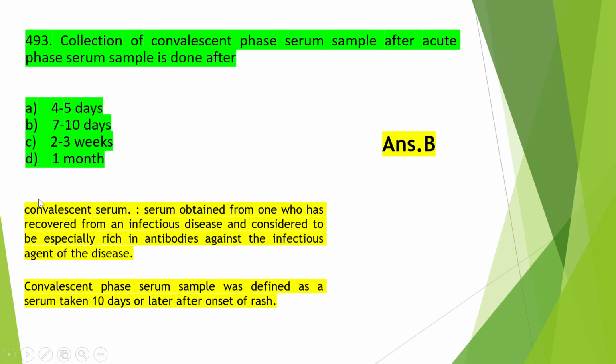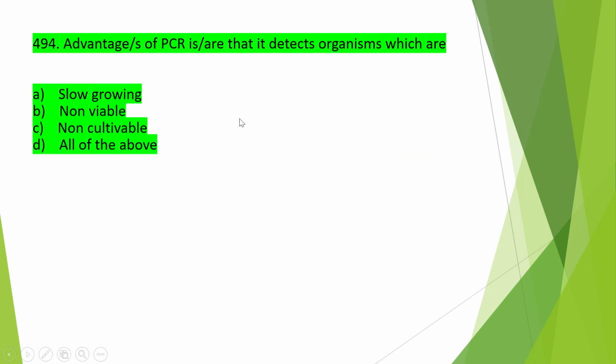So basically, what is convalescent serum? It is serum obtained from one who has recovered from an infectious disease and is considered to be especially rich in antibodies against the infectious agent of the disease. Convalescent phase serum sample is defined as a serum taken 10 days or later after the onset of rash. So collection of convalescent phase serum sample after acute phase serum sample is done after 7 to 10 days.